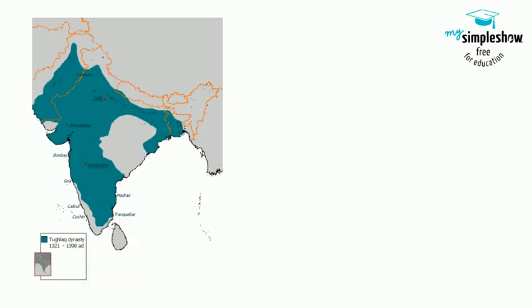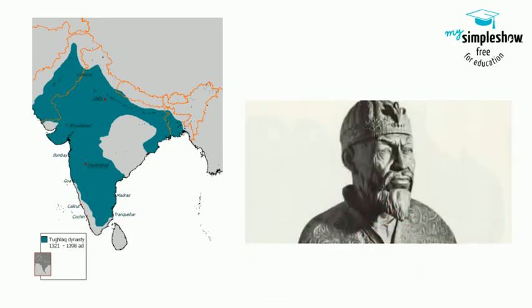Under the reign of the Tughlaqs, the Sultanate reached its greatest extent and then faced the destruction of Delhi by the Mongol Tamerlane, which also began the decline and fall of the Mughal Empire.